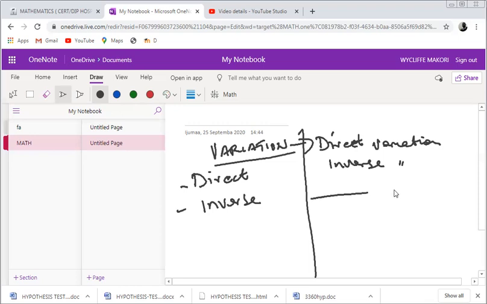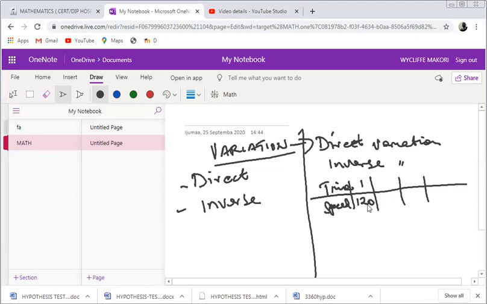For inverse, we can have something like this. Maybe we have speed and the time the journey is going to take. You will realize that if the driver drives at 120 kilometers per hour, it means that that particular person is going to take 1 hour to arrive at the destination if the distance is 120 kilometers.